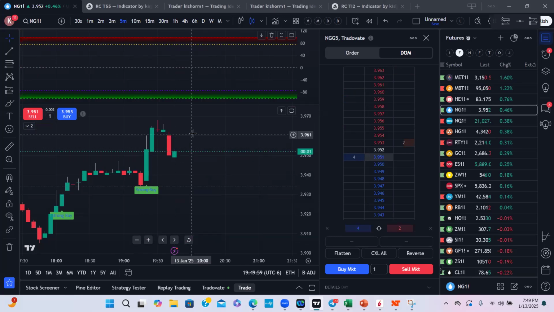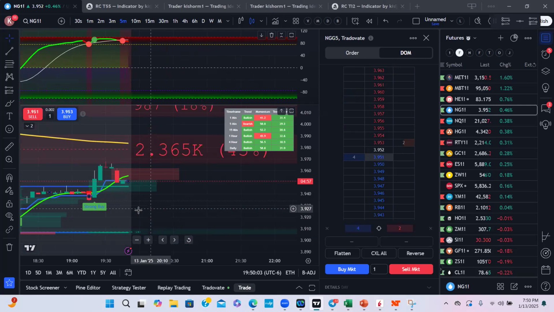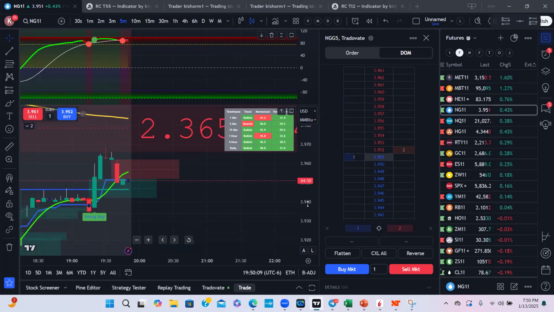So natural gas, again, same thing. It is already at the top. So better we avoid such type of signals.